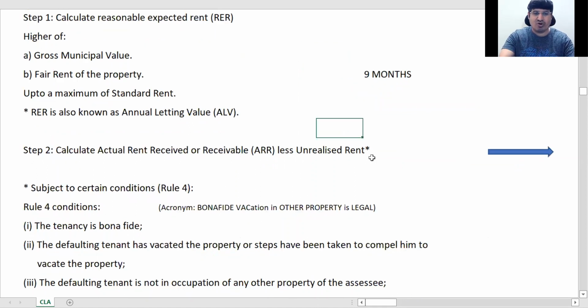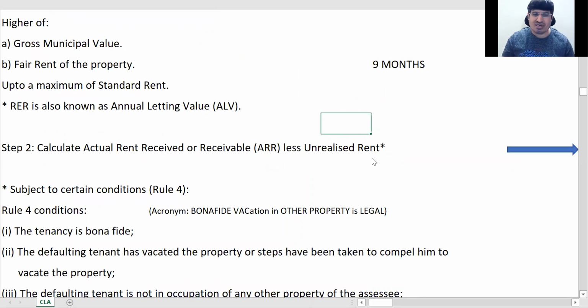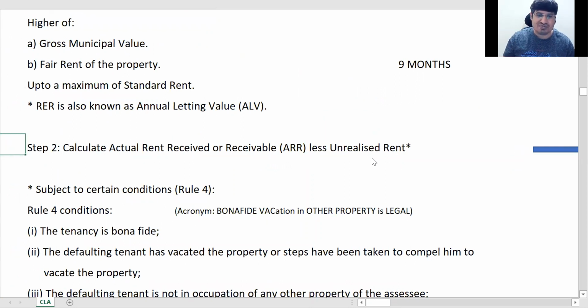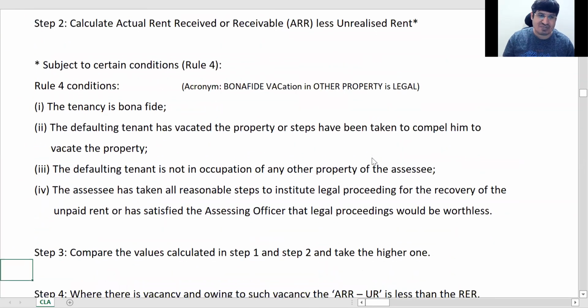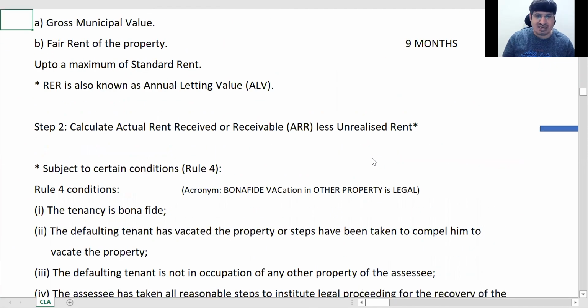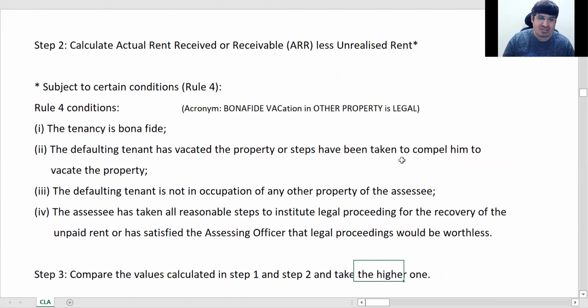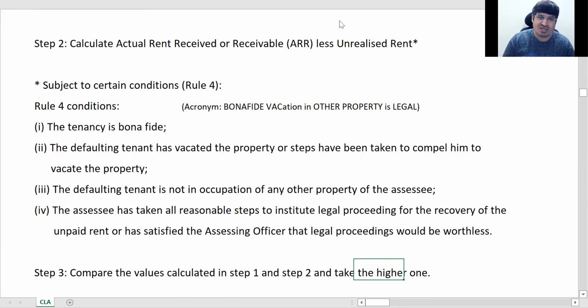That is the only thing in point 2, nothing else. Just take actual rent received or receivable and less unrealized rent. Then, unrealized rent you can deduct only if some rules are satisfied. It is called Rule 4, and these 4 conditions must be satisfied.